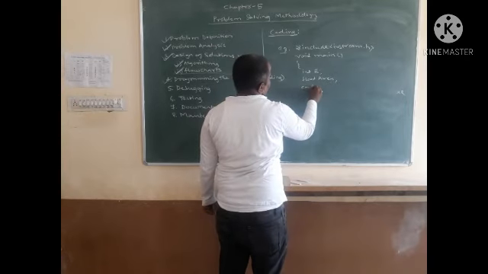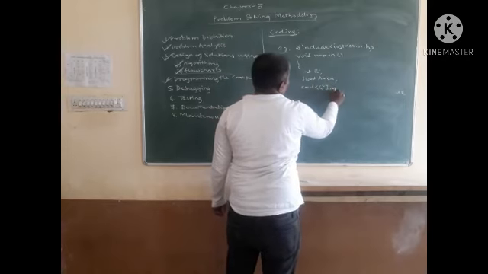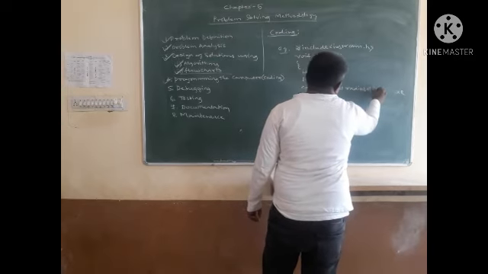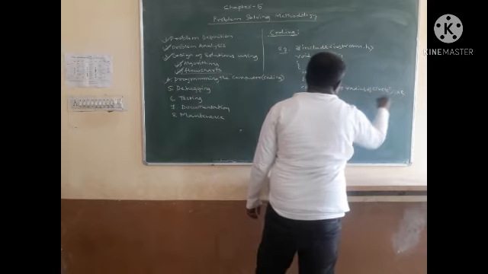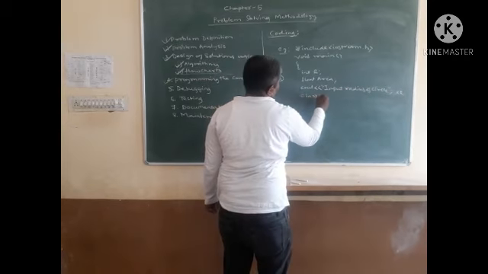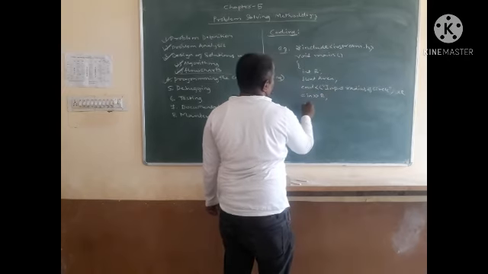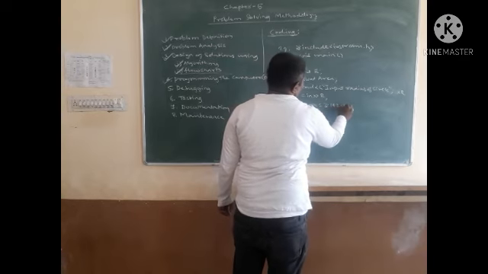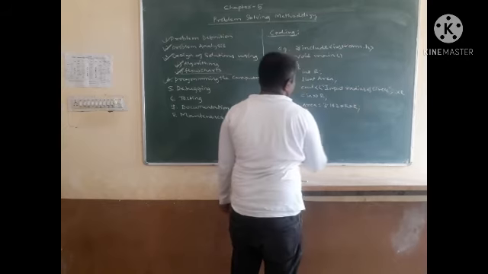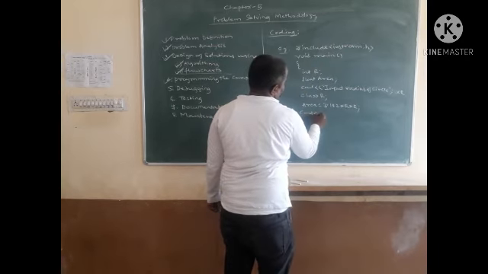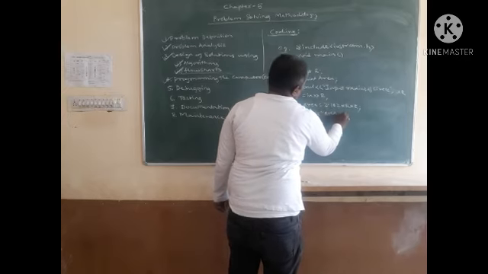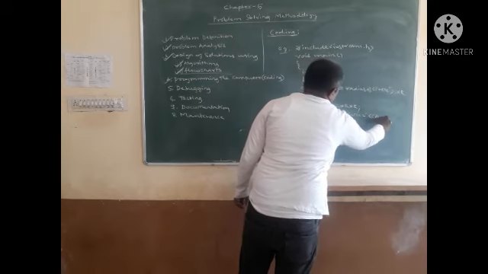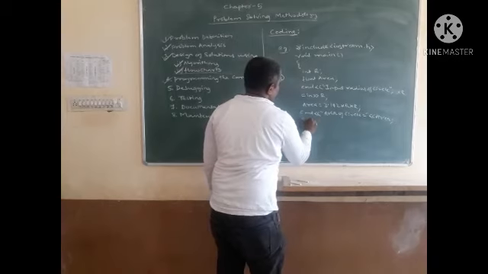So cout input radius of circle, cin r, and area is equal to 3.142 into r, and cout area of circle is equal to area. Get ch.